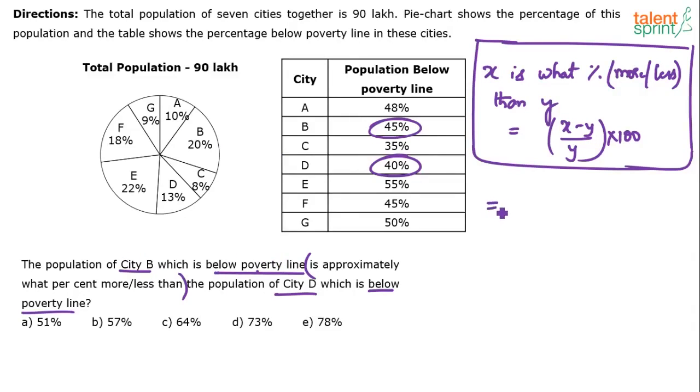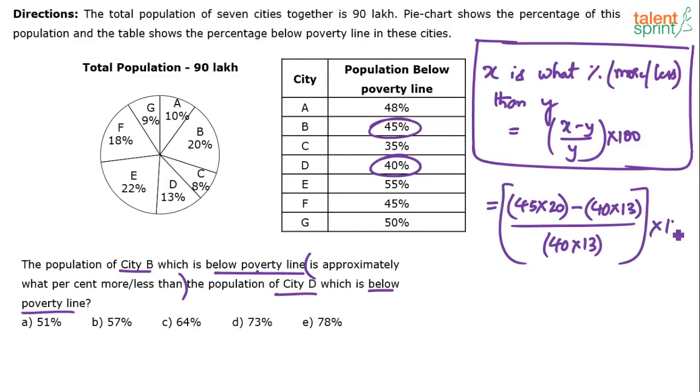So how do you calculate? 45 into population of B, which is 20, minus Y. What is Y? D BPL. 40 into population of D is 13. Divided by Y, 40 into 13 into 100.